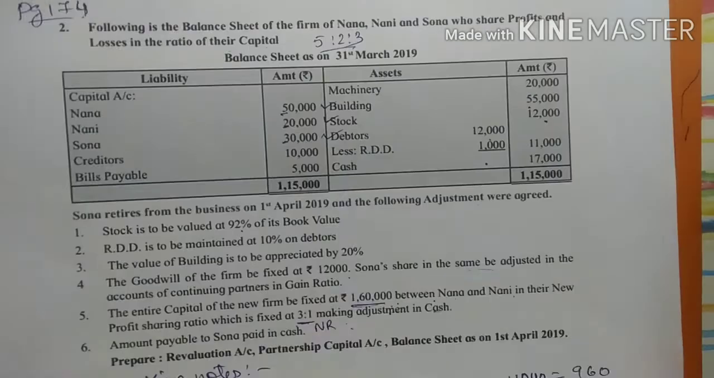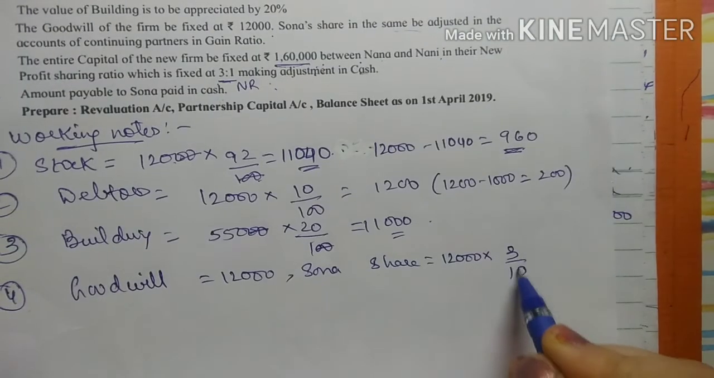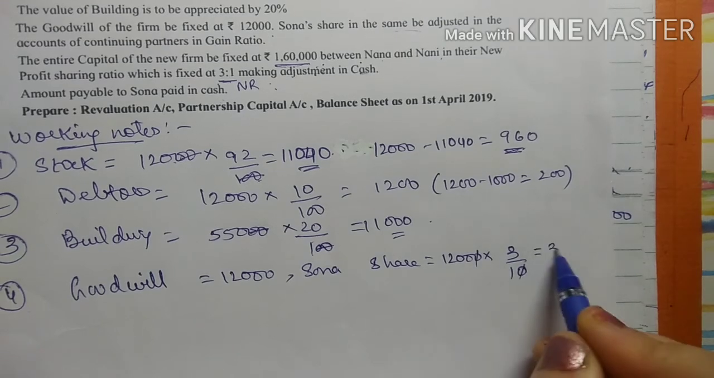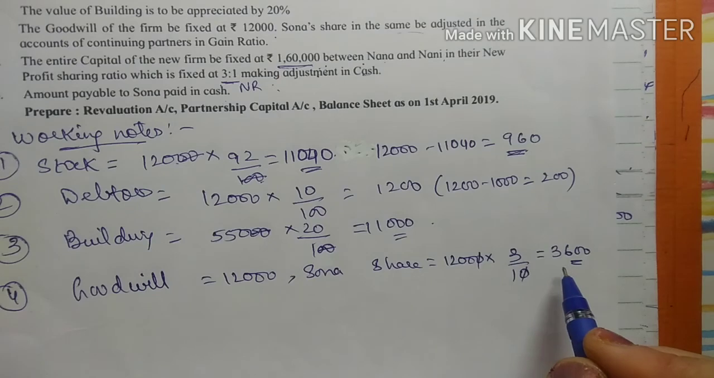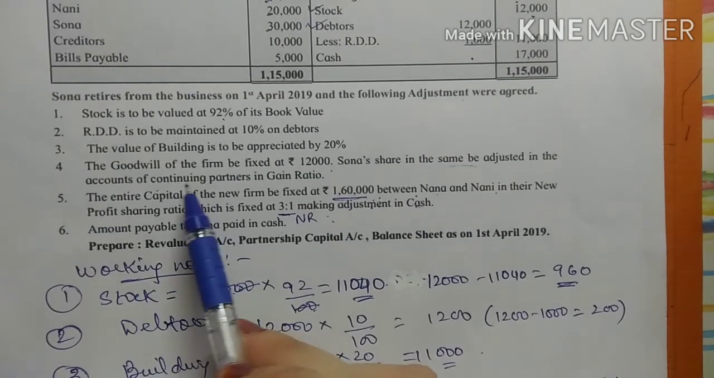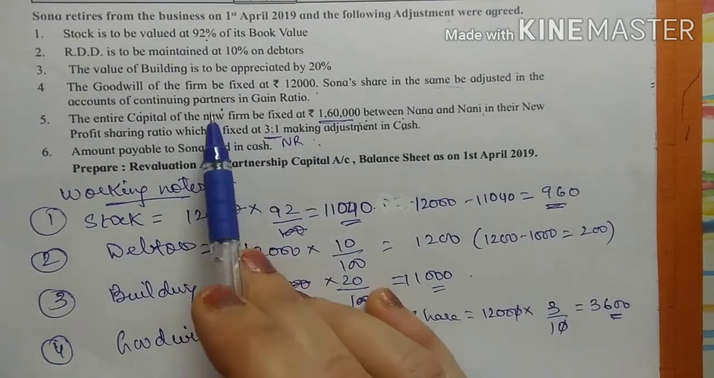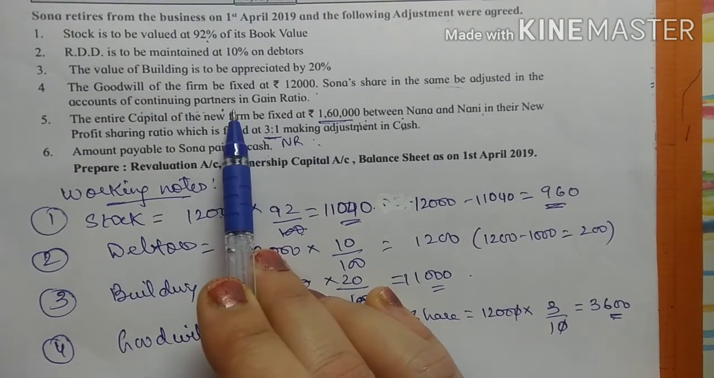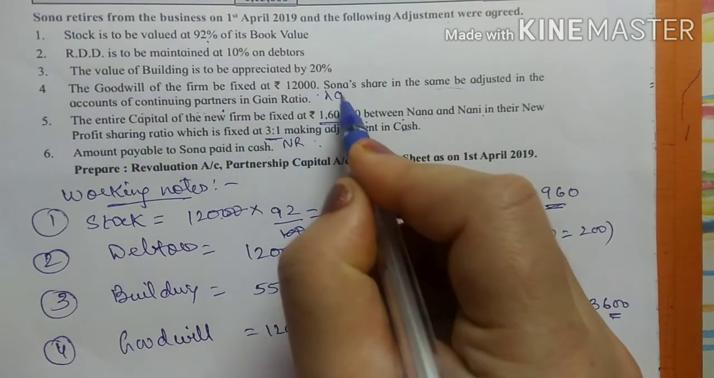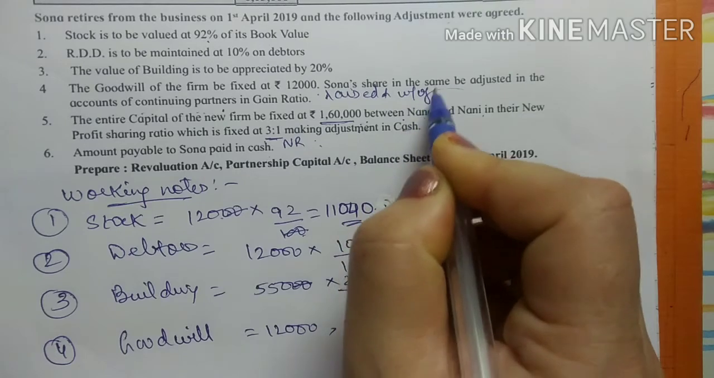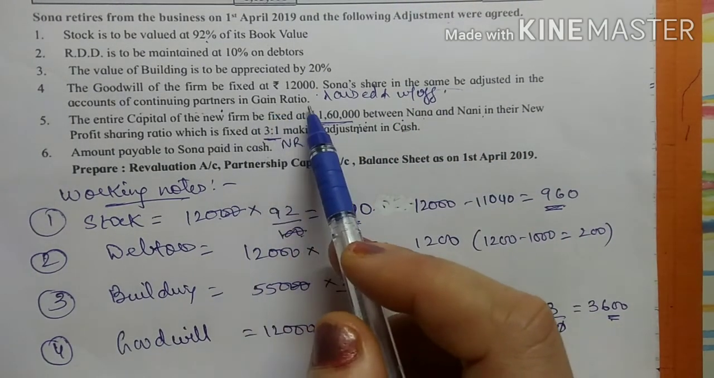12,000 into, see here the ratio where Sona is the third partner, so 3 upon 10, right? So 10 10 cancel, 12 threes are 36 and 2 zeros. So 3,600 is the Sona's share. Now this has to be adjusted in the accounts of continuing partners, means you have raised 3,600, right? And then you have to adjust it in the continuing partners' accounts. So that means what? You have to raise and write off the goodwill. Raised and write off, right? They have not directly said it, but it means the same. But you have to write off it in gain ratio.